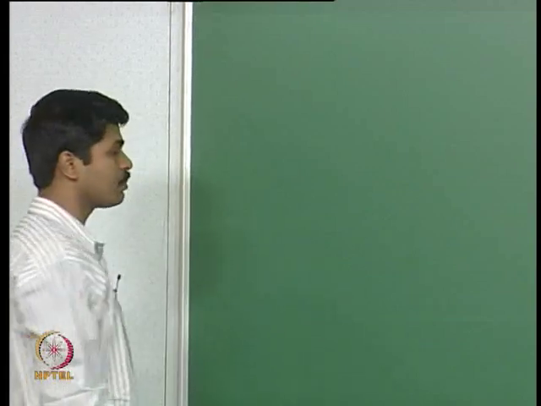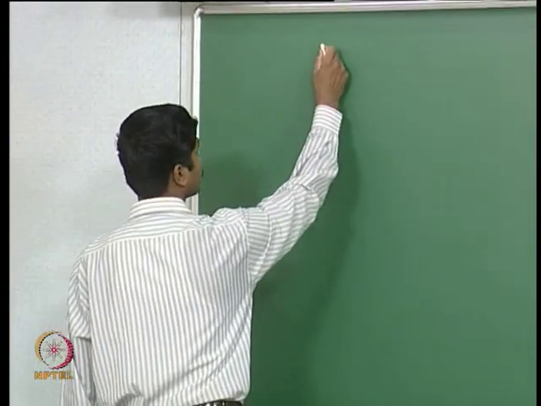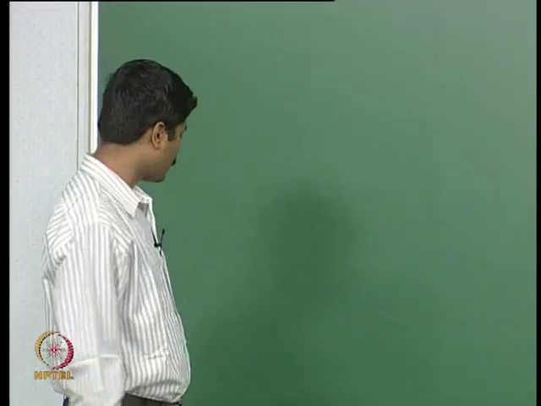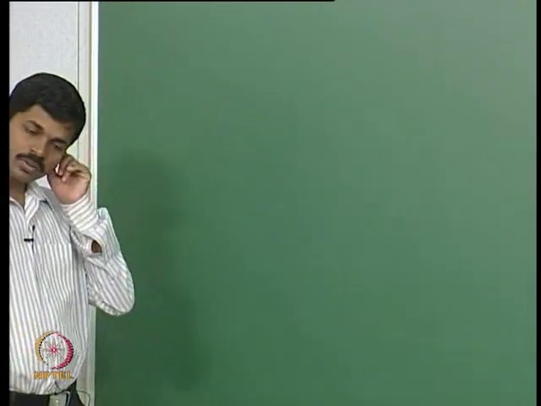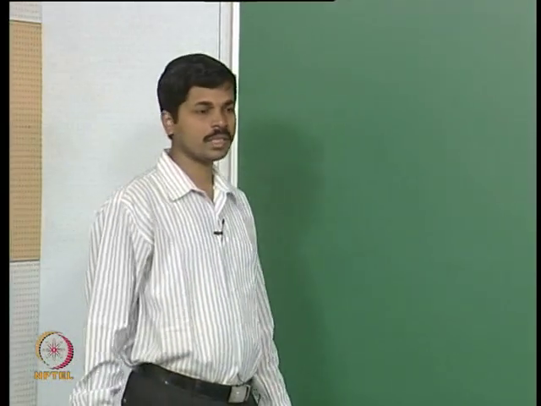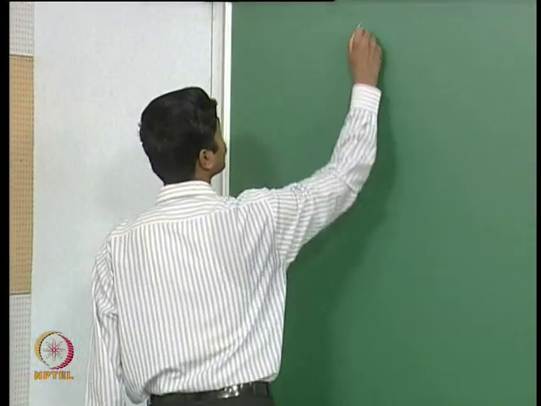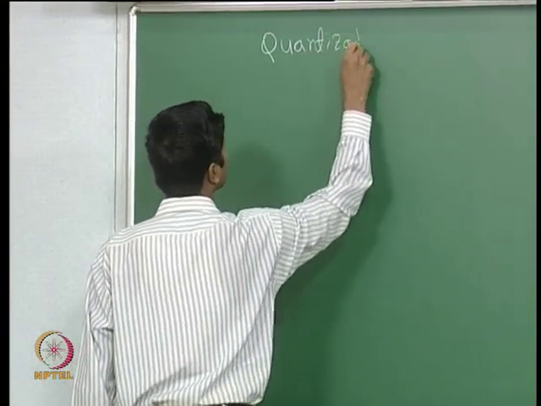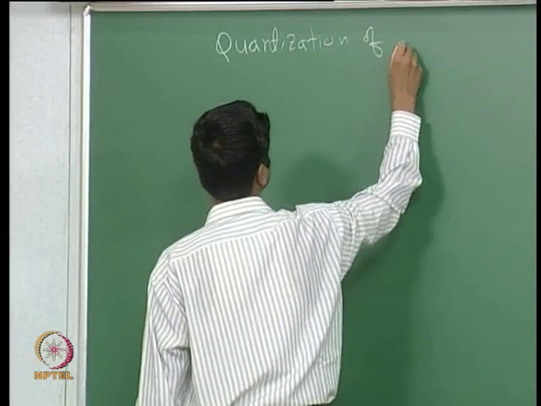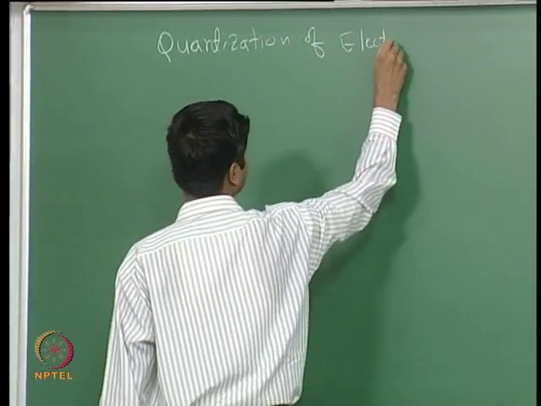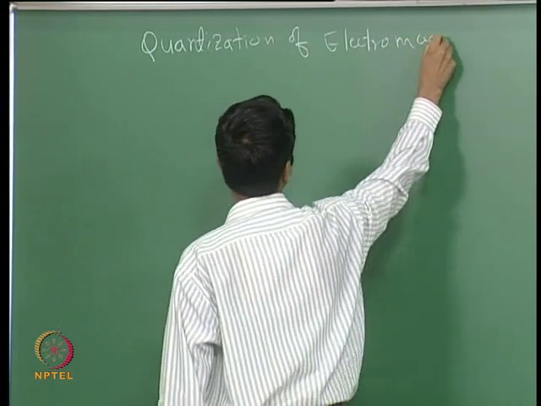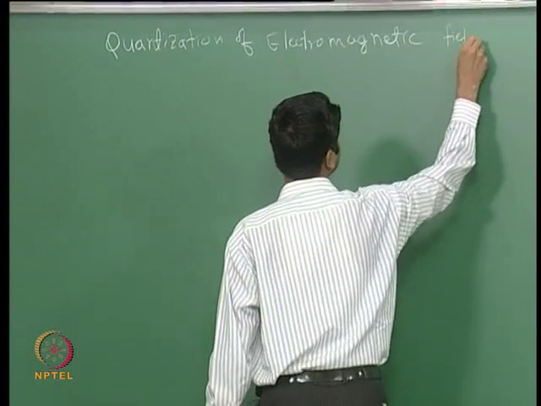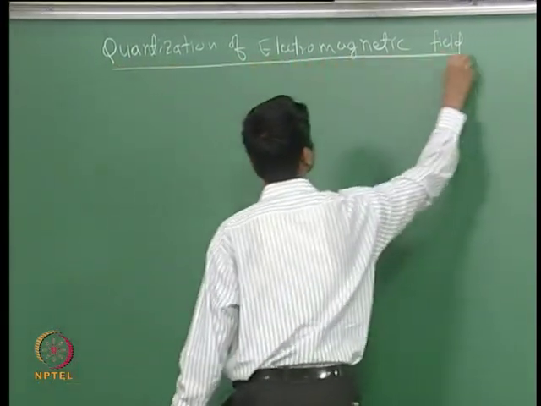One of the classic examples of a quantum field which is not a scalar field is the radiation field or electromagnetic field. What we will discuss now is the quantization of the free radiation field. So, let us consider the quantization of the electromagnetic field.